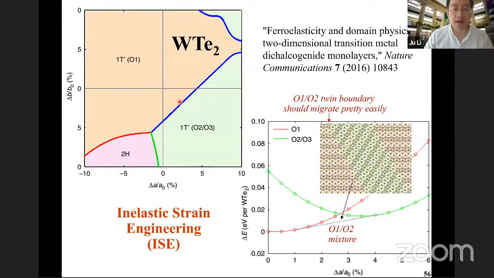And so you can have this kind of ferroelastic behavior, where you have three orientation variants and they form this kind of twin boundaries. And this twin boundary actually is very low energy and pretty glissile. So you can have a glissile ferroelastic behavior in the material.